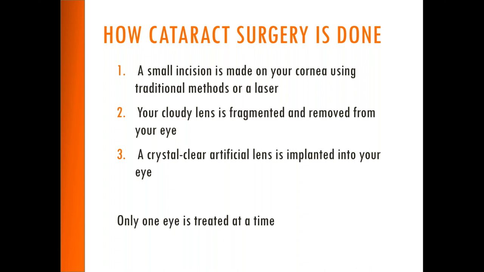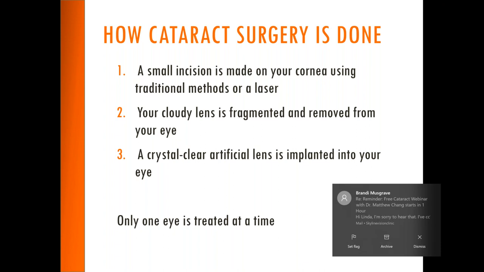Once we do that, we then remove your cloudy lens with a handheld probe called a phaco handpiece. And that will fragment the cataract with ultrasonic energy. And once it's fragmented, it's then aspirated through that tiny handpiece by the phaco emulsification machine. Once the cataract is removed, we then have a predetermined intraocular lens implant with a certain power to correct your vision to your desired focal length, whether it's either distance or near vision, and then we implant it inside your eye.